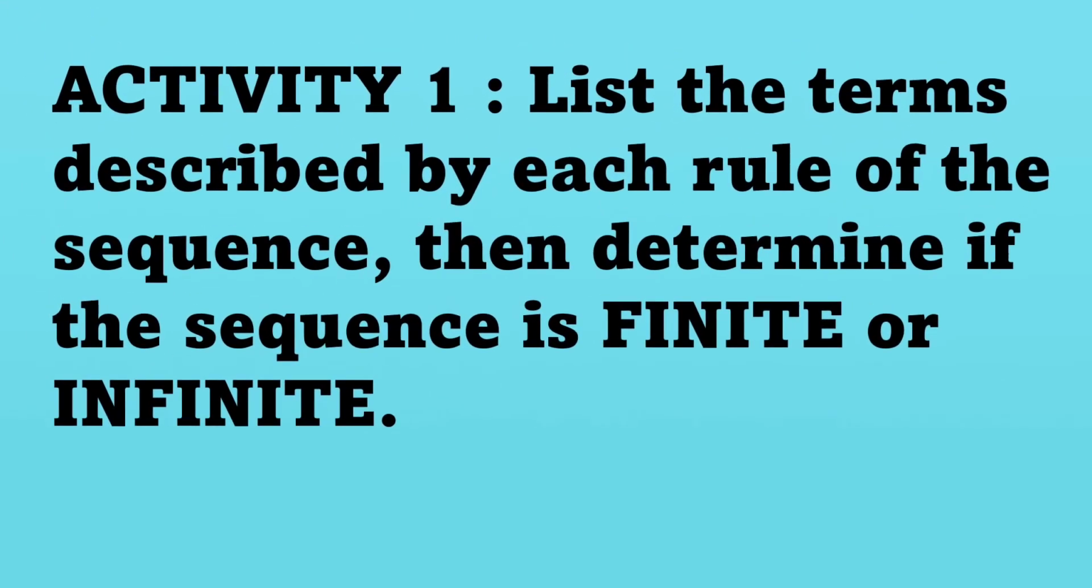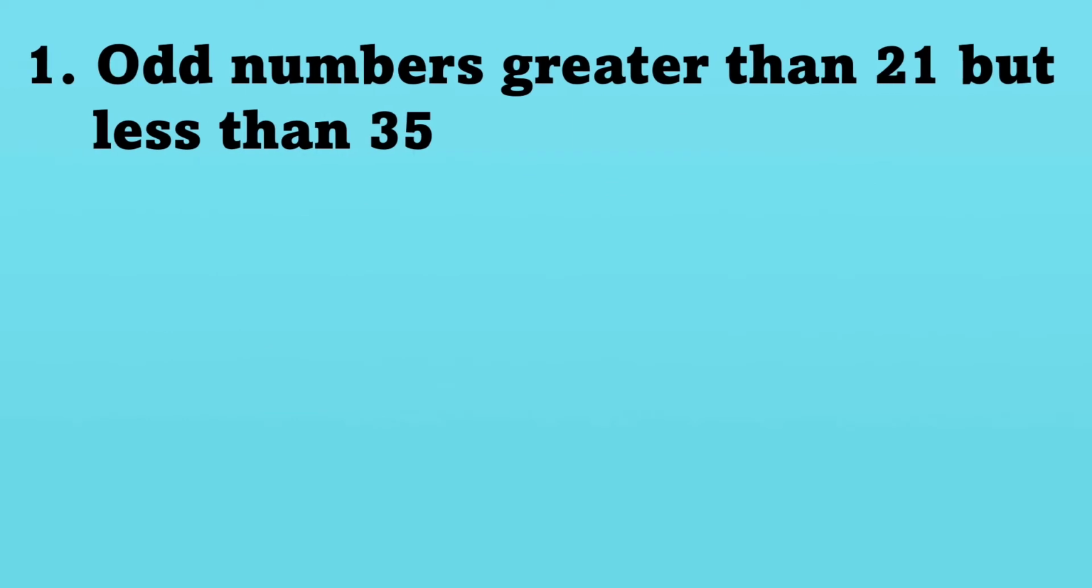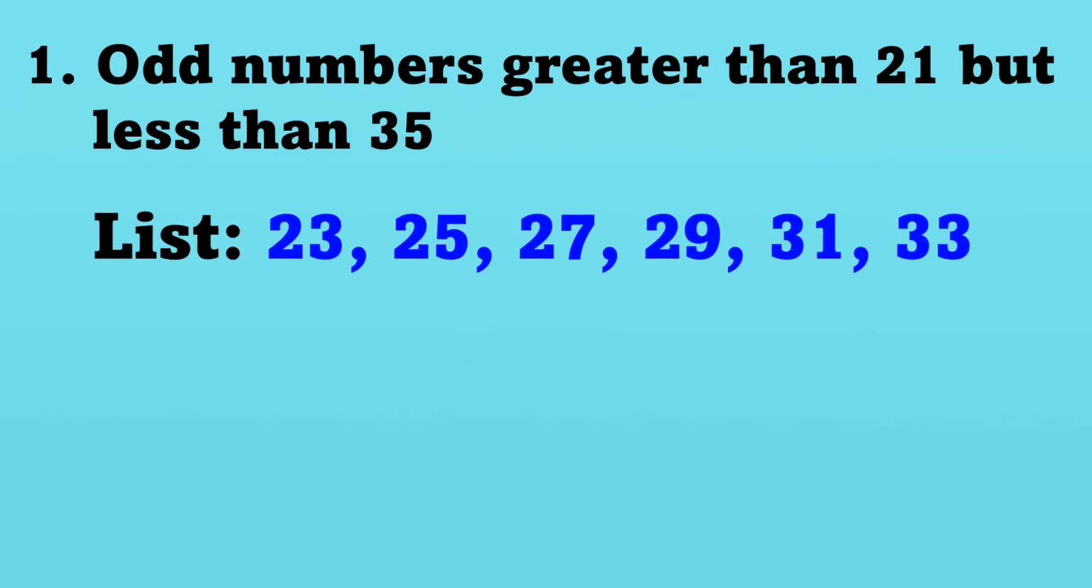Activity 1. List the terms described by each rule of the sequence. Then determine if the sequence is finite or infinite. Number 1. Add numbers greater than 21 but less than 35. When we say odd numbers, these are numbers that when you divide by 2, the remainder is 1. So what are the terms of the sequence? So we have 23, 25, 27, 29, 31, and 33. Our last term is 33. Therefore, this is a finite sequence.